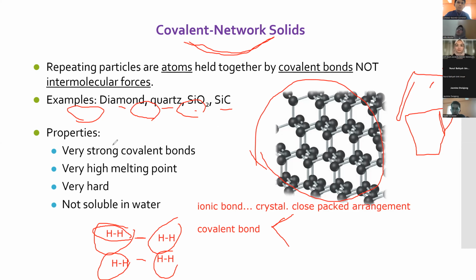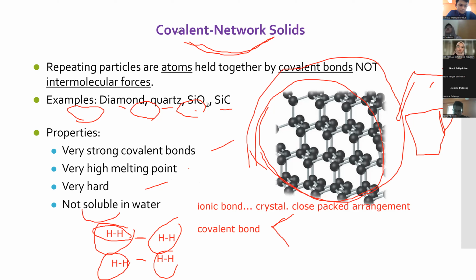If we compare the properties, the covalent bonds are very strong because they make a network. Of course, this has a high melting point, and of course they're hard. The solubility in water is very low because they make a huge network like that. The name is covalent network solids. Some covalent compounds become covalent network solids, but some of them do not form a covalent network.